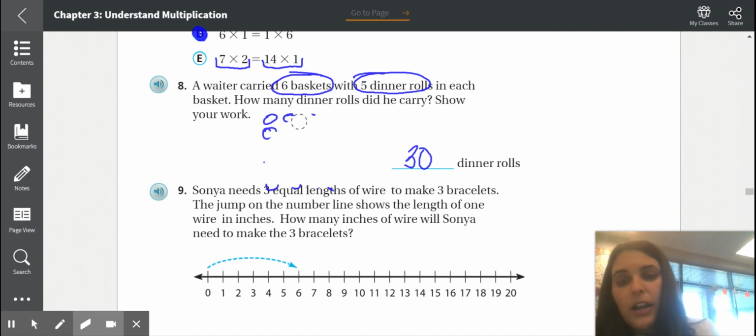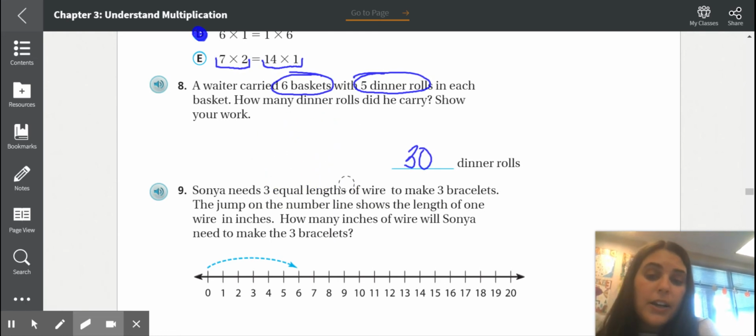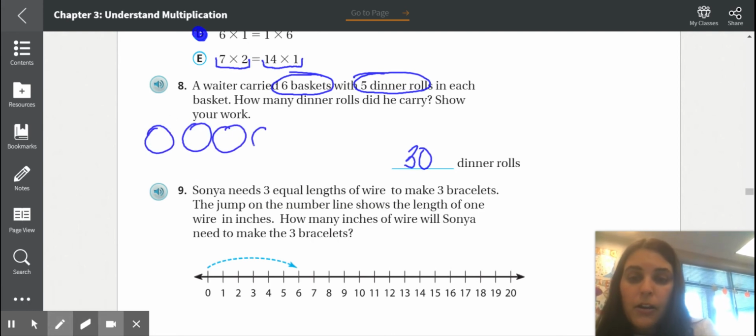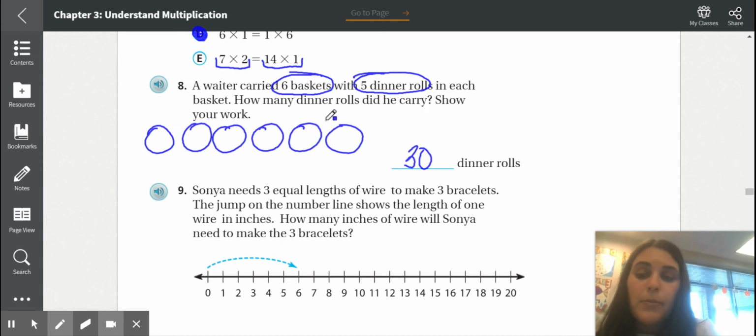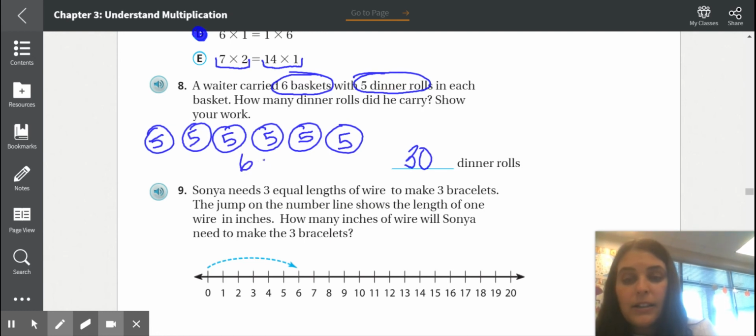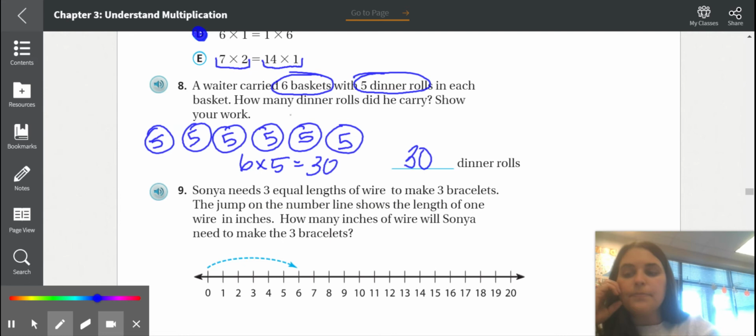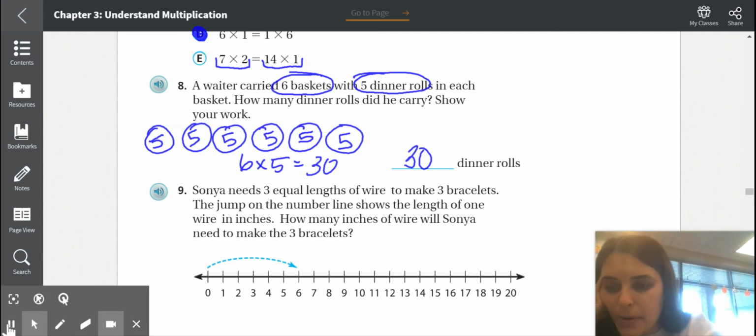You can keep working. Another way we could have done this is to have drawn equal groups. 1, 2, 3, 4, 5, 6. And we could have put 5 in each. Or another way, we could have just written the multiplication sentence. 6 times 5 equals, and then figured out 30. Okay, let's keep going.